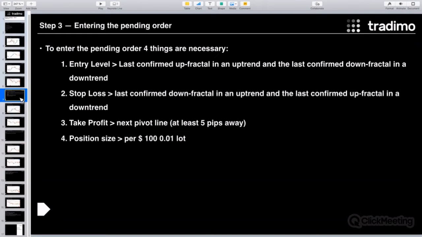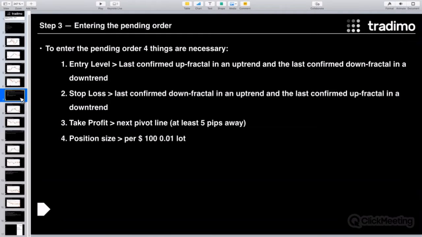Yeah, if the next pivot point or pivot line is only 3 or 4 pips away from the entry level, then we take the next one, because we need some space to make money and only 3 or 5 pips is not enough. And of course, last but not least, the fourth important aspect here is the position size.